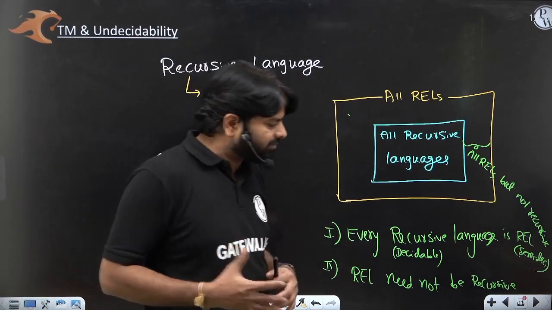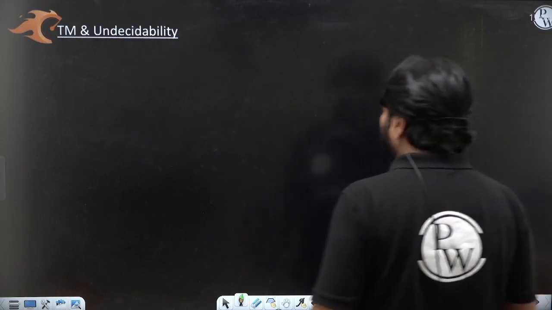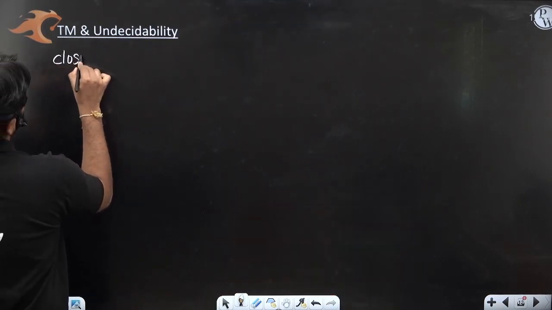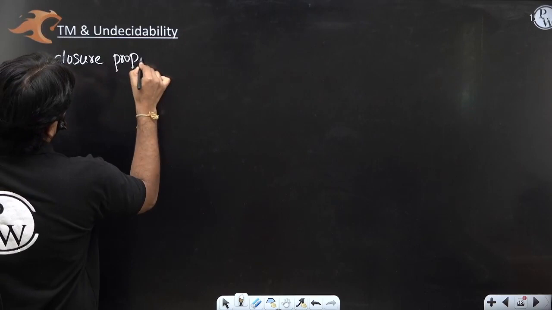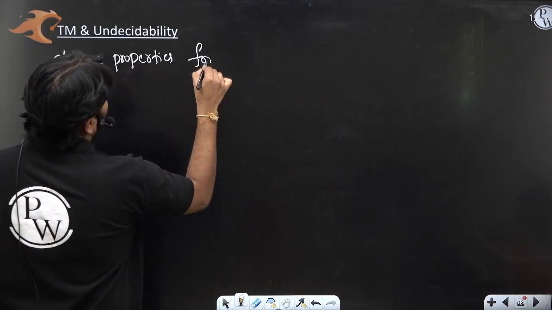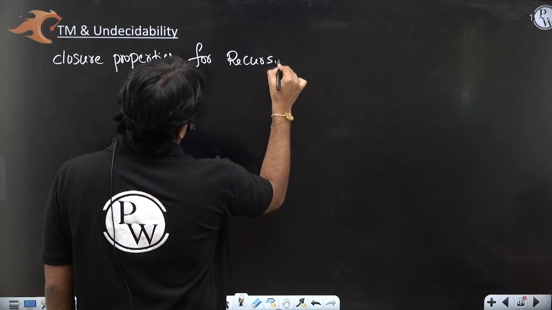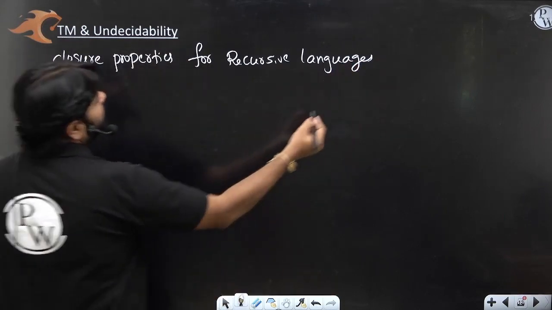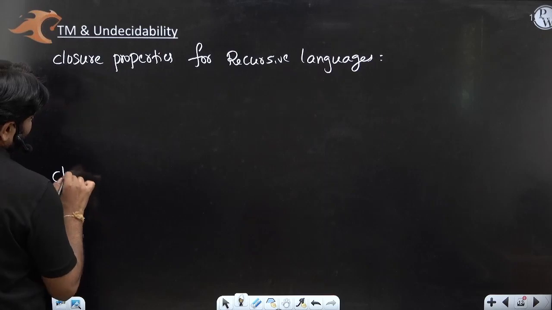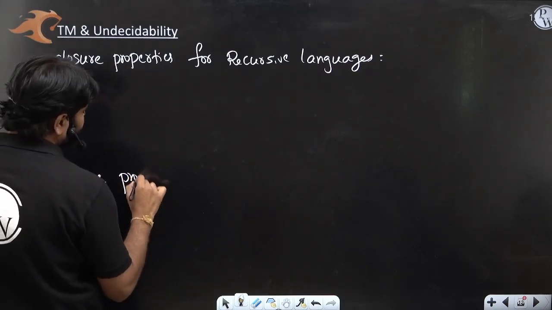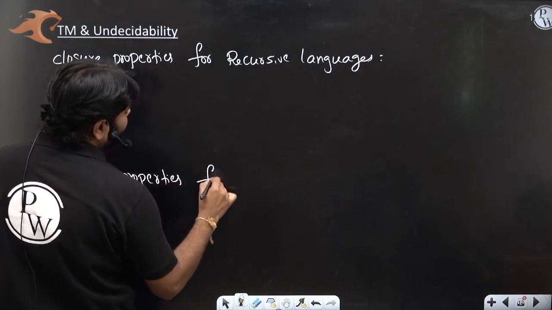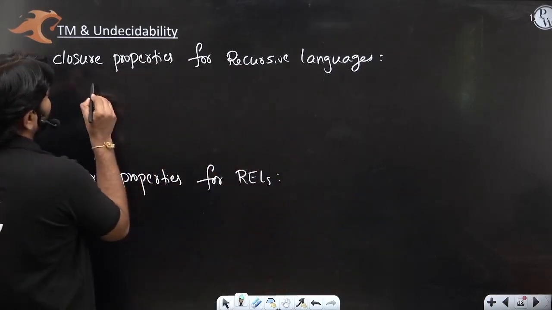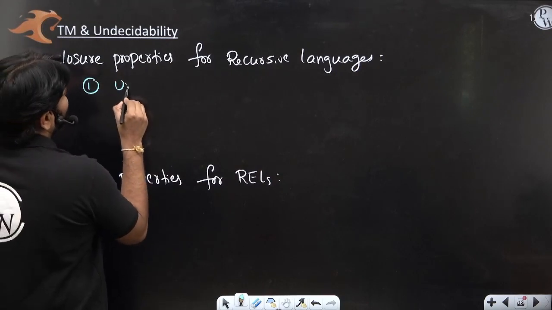So when you consider these languages, there is a very important topic on them, closure properties. I'm only talking about very important closure properties for recursive languages, and closure properties will also be seen here for RELs, recursively enumerable languages. If you look at the properties, there are so many properties, you know that. Some of them I'm discussing here, not all.